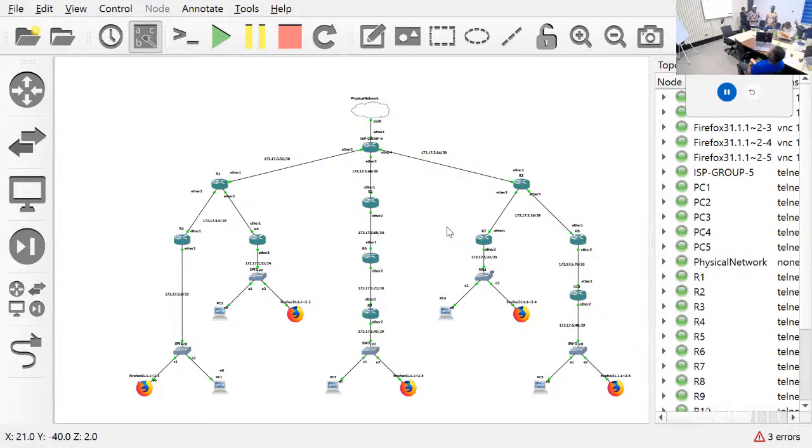Okay. That's a good one. Let's clap for them, please. Group 5. Okay.